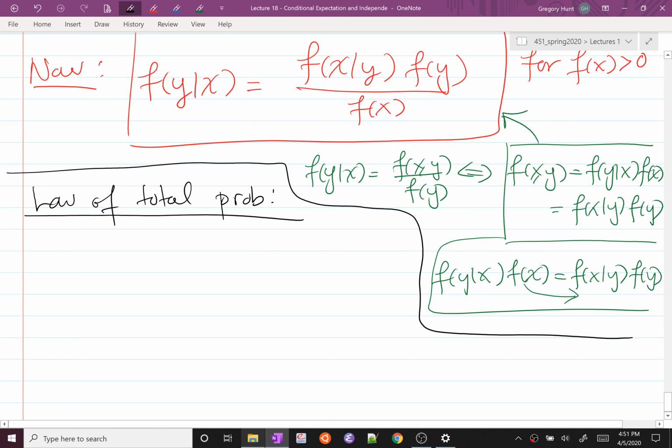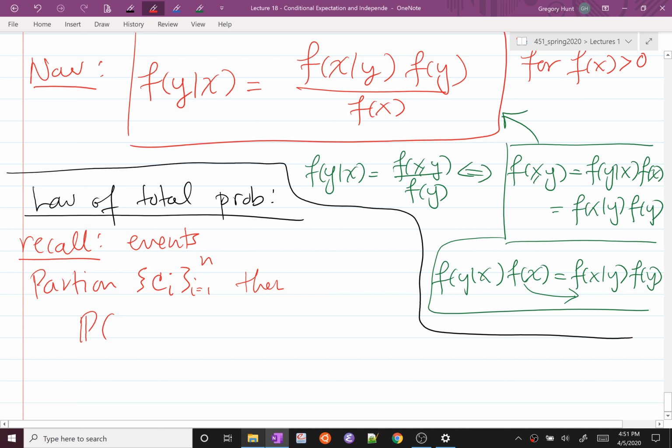Law of total probability for events. Recall that for events, the law of total probability said that if I partition my sample space into some sets C sub i, say i goes from 1 to n, then the probability of seeing A is the sum over i of the probability of A given C sub i times the probability of C sub i.